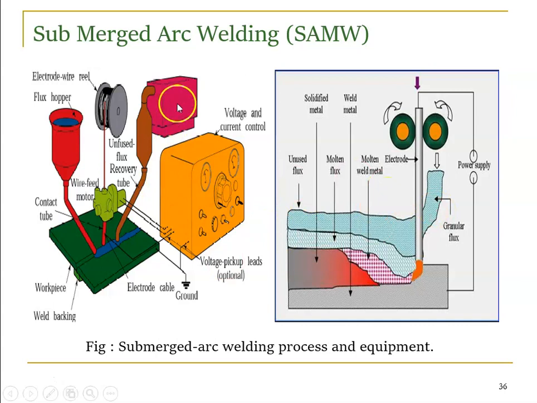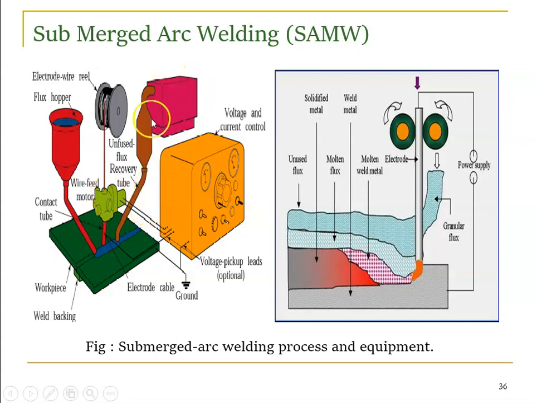So we have a source, right? This is the voltage and current control, and we have a flux hopper. The hopper is a storage device. We insert our flux in the hopper, and the hopper is connected to the nozzle. So the flux is transferred and deposited over the workpieces, right? And we use a consumable electrode. The consumable electrode is in wire form, on a spool.